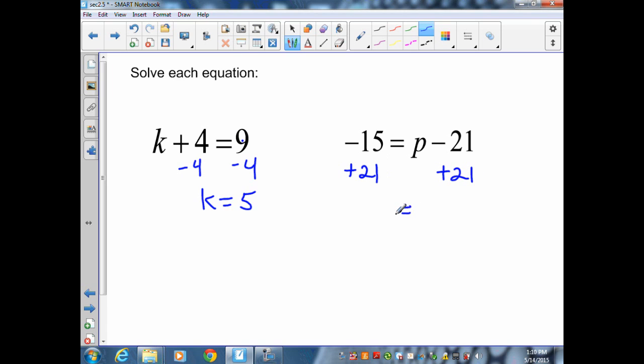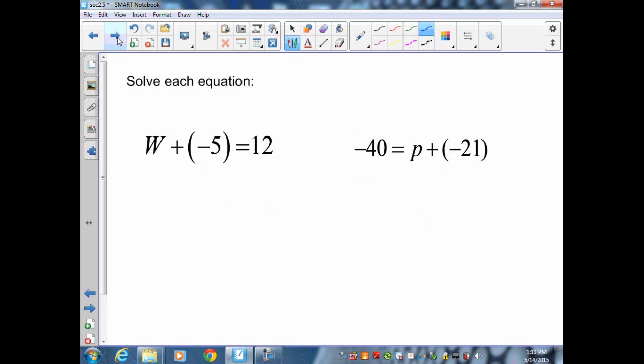When I do that, I get p minus 21 plus 21. That leaves me a negative 21 plus 21, which is 0. P plus 0 is P. Over here, a negative 15 plus 21. Different sign, subtract, use the sign of the larger. 21 minus 15 is 6. 21 is larger, therefore it's positive. P equals 6, or 6 equals P. Again, making that a true statement.